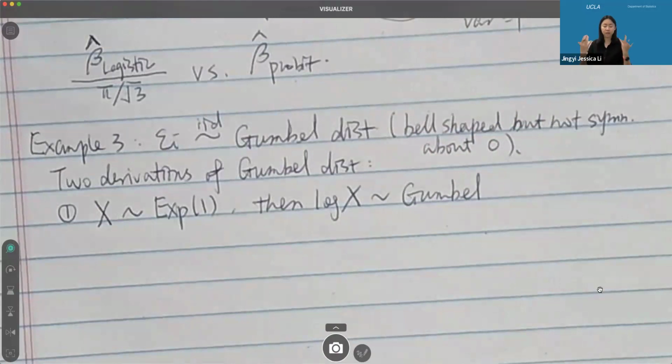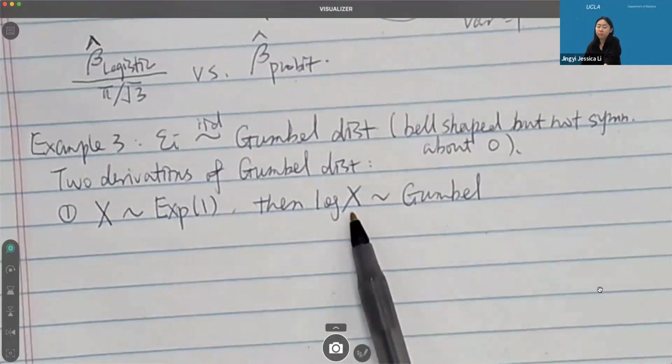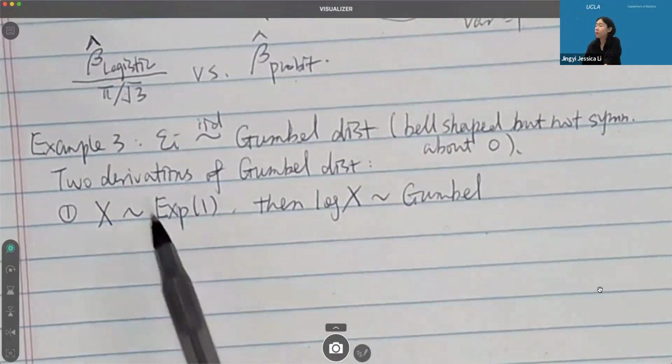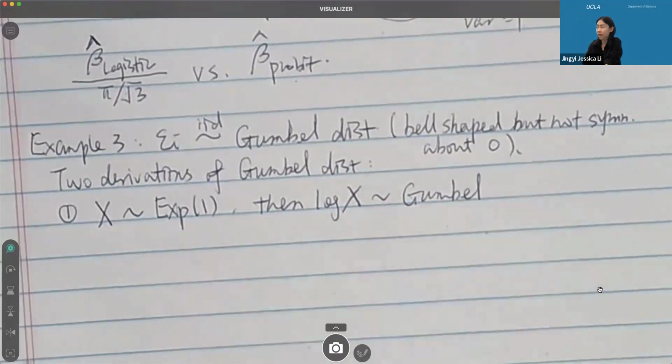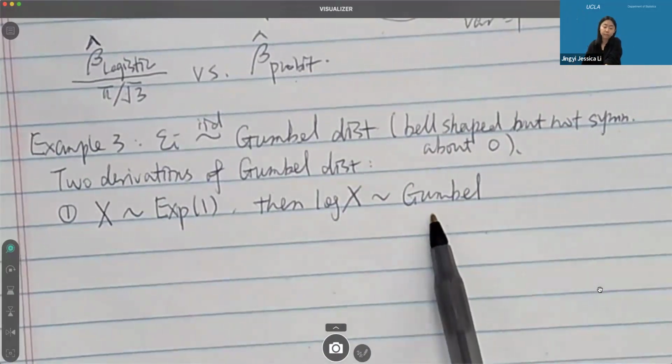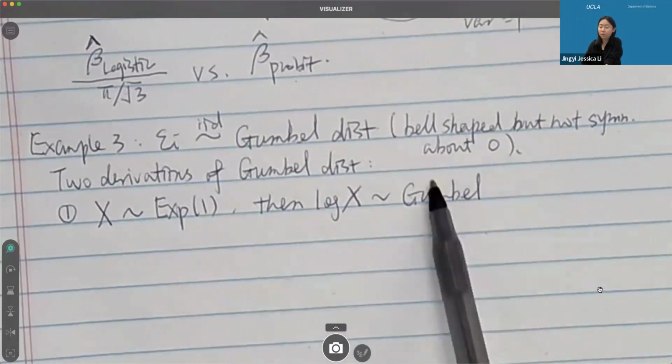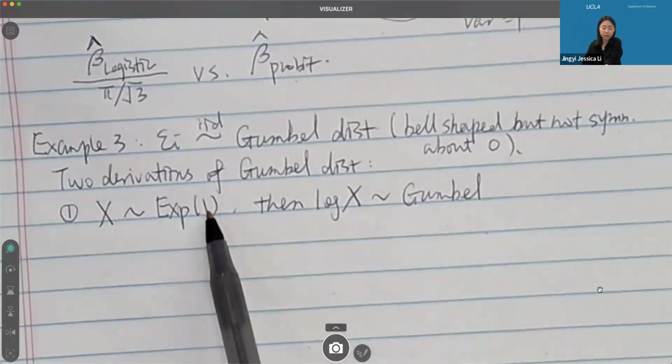So we can consider it to be like a log version of the exponential distribution. The exponential distribution is not symmetric at all because it has this left bound at 0 and then the right can go up to infinity. But once you take the log, you're changing the domain from the positive real line to the whole real line. So you can have negative values in Gumbel, and it will make the shape more symmetrical than the exponential density curve.